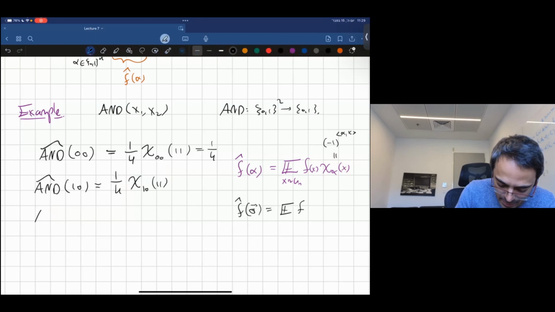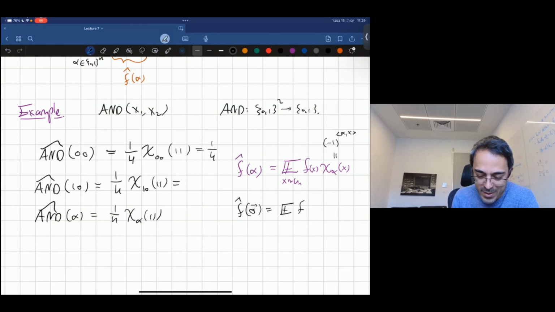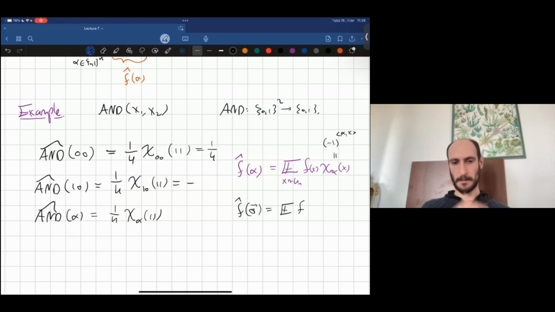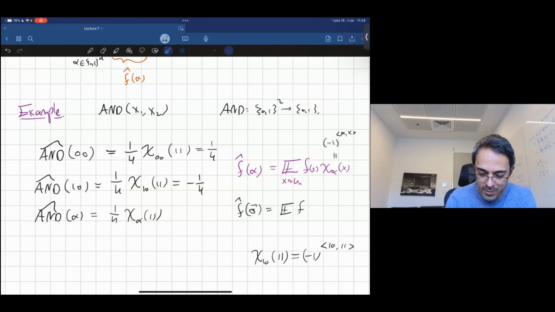And in general, f hat of alpha is 1/4 chi alpha of (1,1), right? When it goes beyond 2 variables. But in that concrete case, what is the chi (1,0) of (1,1)? It's -1. So with the quarter it is -1/4, right? Because chi (1,0) of (1,1) is just (-1) to the inner product of (1,0) and (1,1). So the inner product is 1, and so you get a -1.